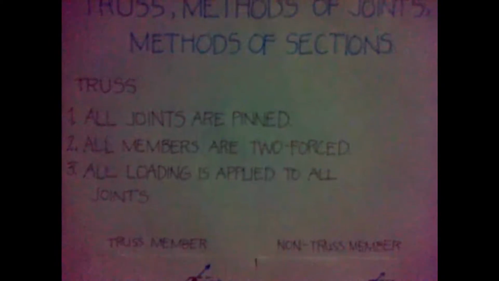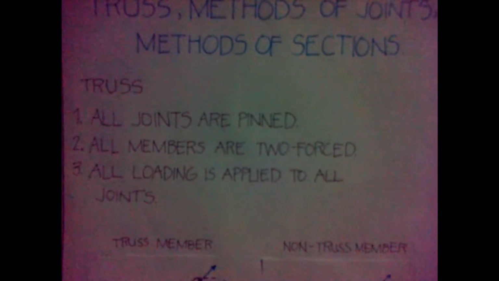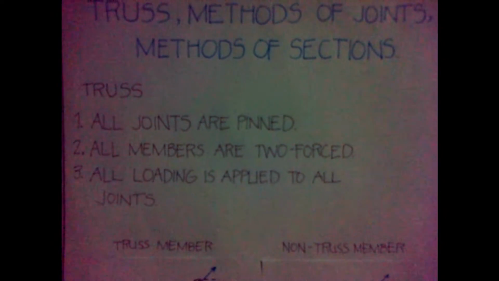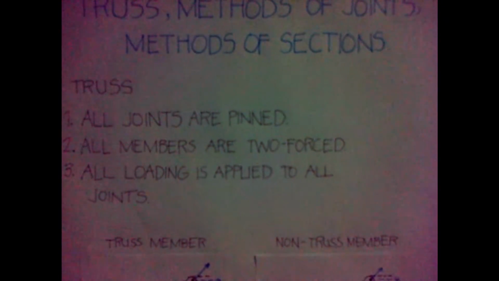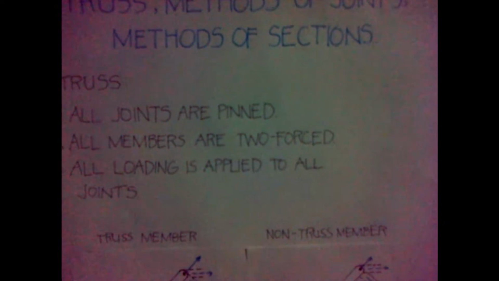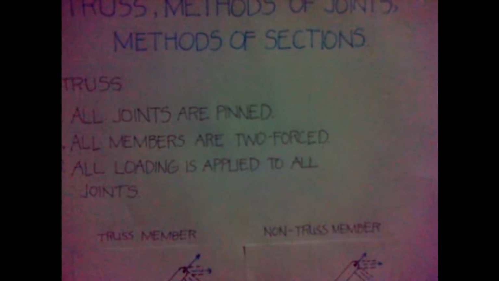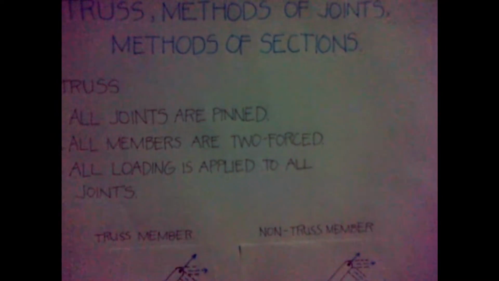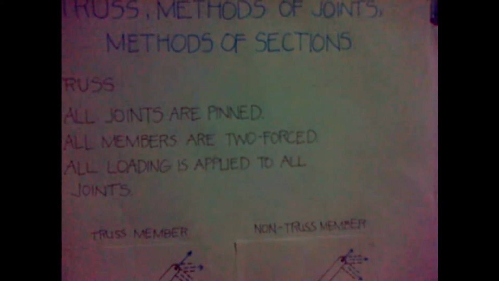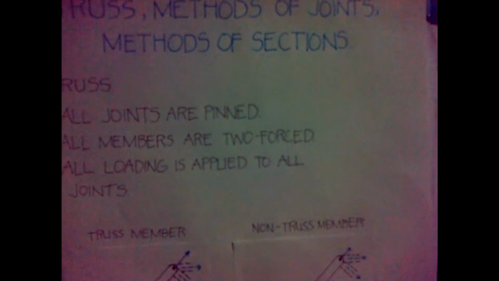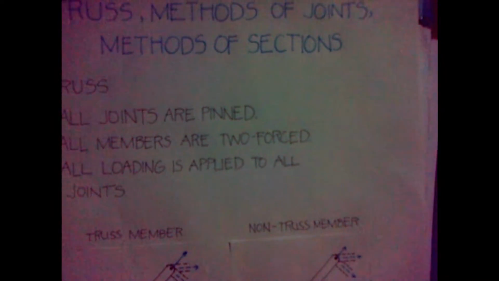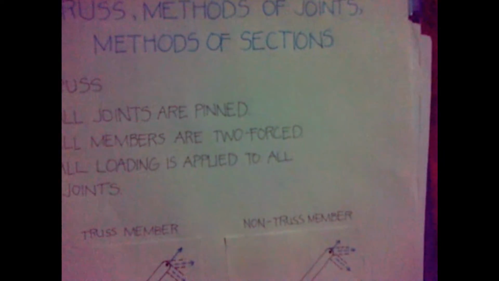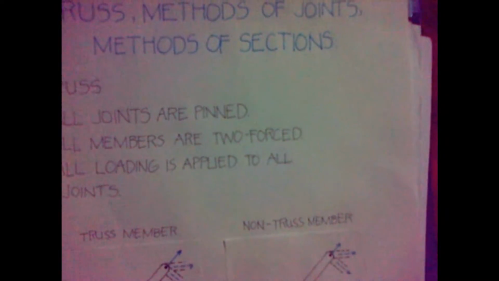Number 1. Joints are pinned. Number 2. All members are two-force members. Number 3. All loading is applied at the joints. These assumptions are simplifications of most structures. Most loading is distributed along the length of the member, as opposed to just at the joints. Luckily, these assumptions are on the conservative side and can be used for basic analysis.